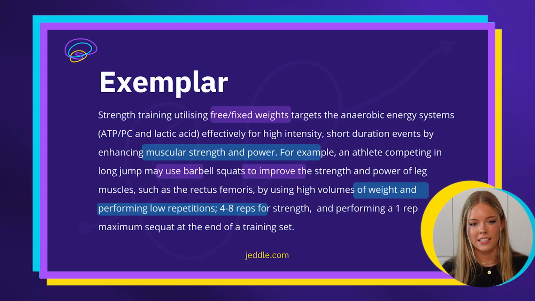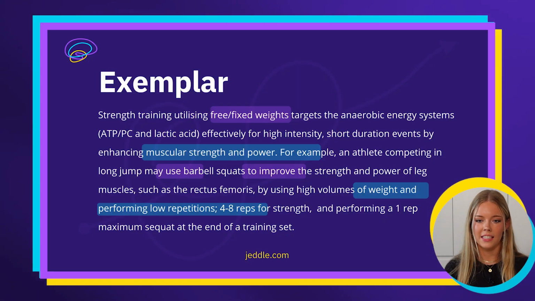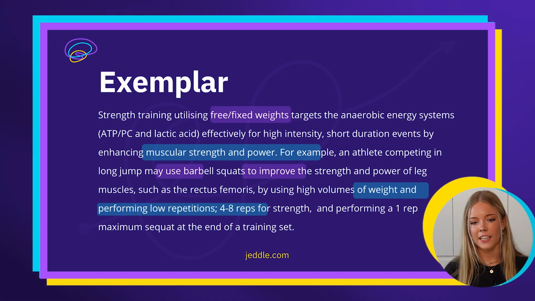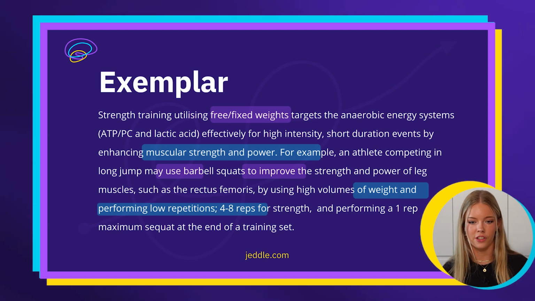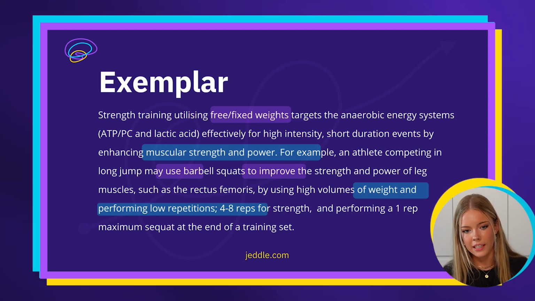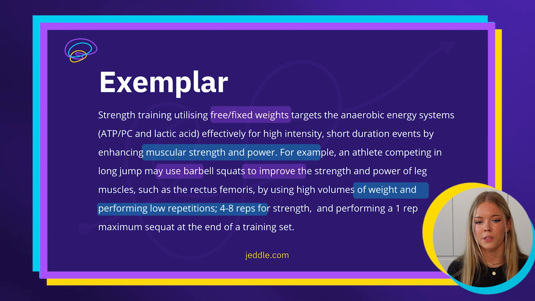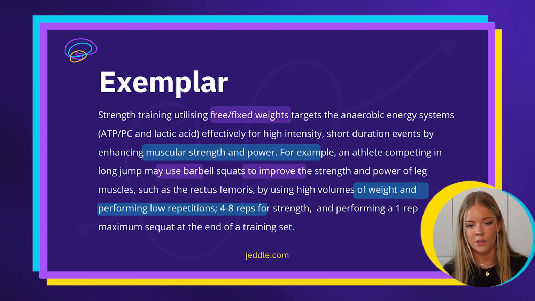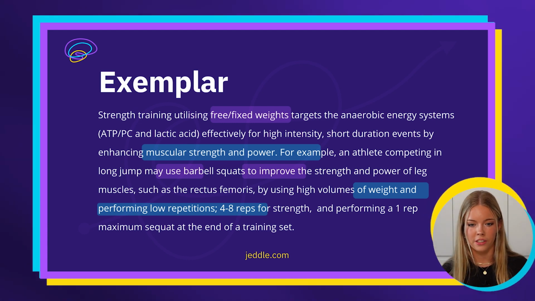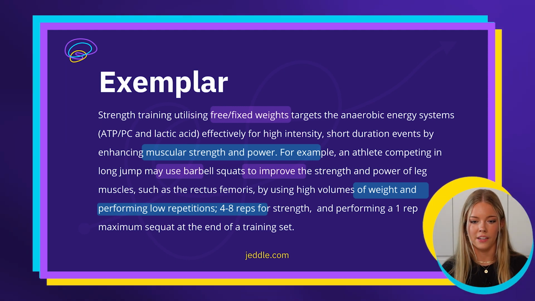Strength training utilising free and fixed weights targets the anaerobic energy systems, ATP, PC and lactic acid, effectively for high intensity, short duration events by enhancing muscular strength and power. For example, an athlete competing in long jump may use barbell squats to improve the strength and power of leg muscles, such as the rectus femoris, by using high volumes of weight and performing low repetitions, 4 to 8 reps for strength and performing a 1 rep maximum squat at the end of a training set.